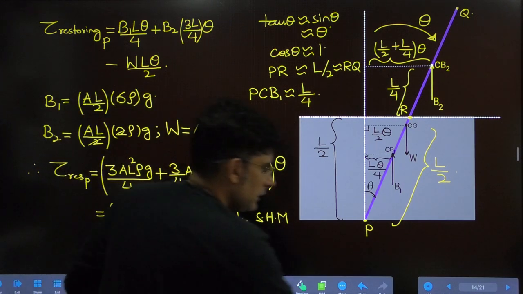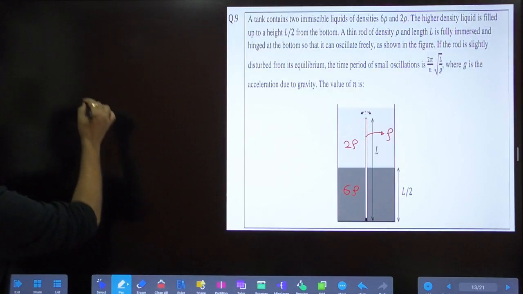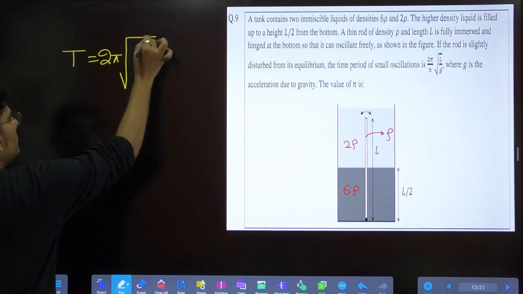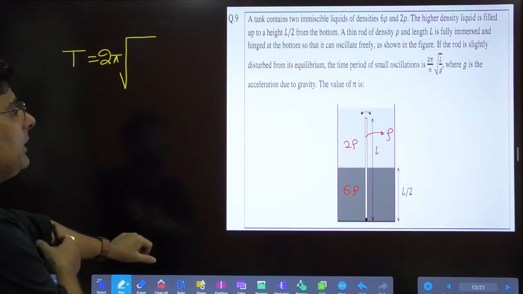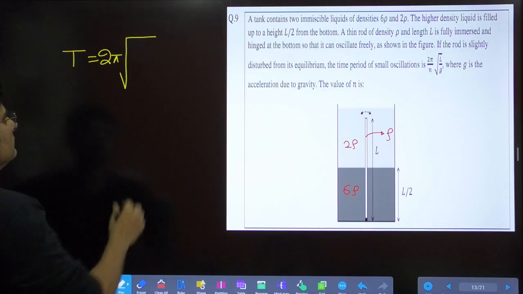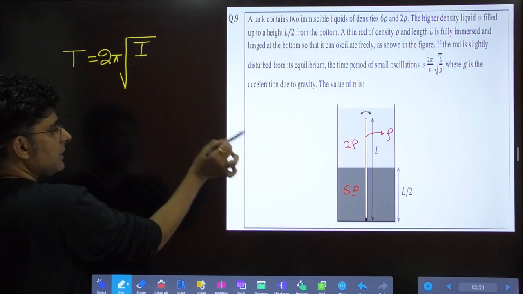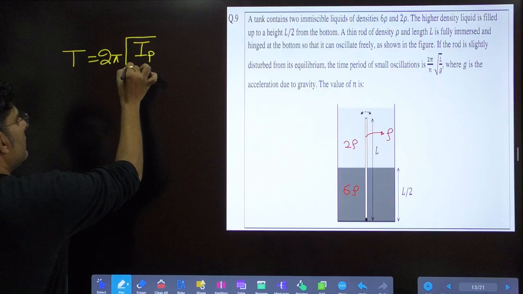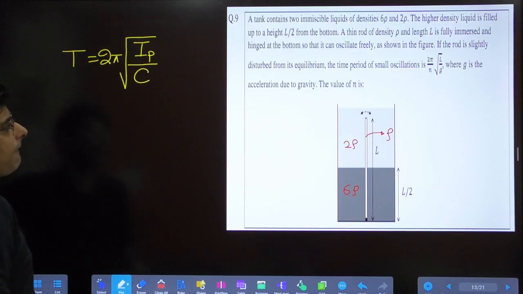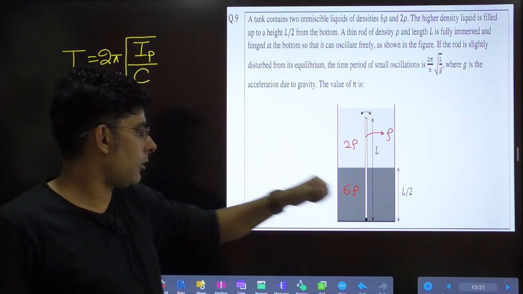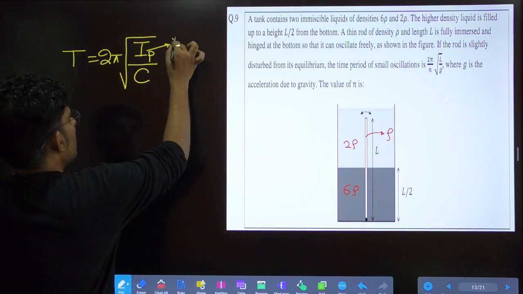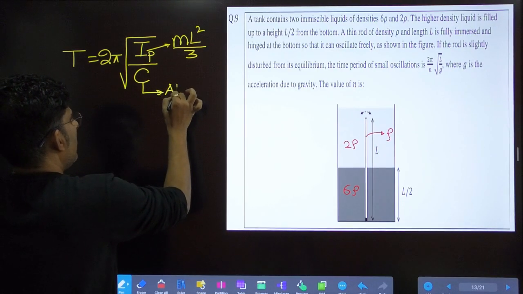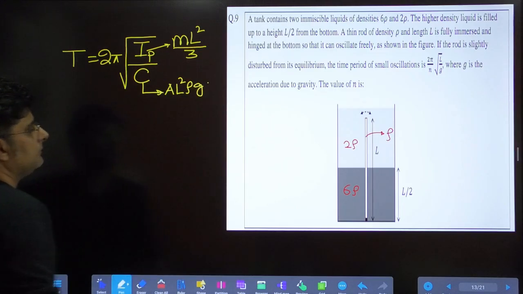So AL square rho G, if we substitute in the expression for time period, so time period will be given as 2 pi under root moment of inertia about the point about which it is rotating, which is the point P, divided by the torque constant C. Now since it is the end axis of the rod, so IP can be written as ml square by 3, and we got this as AL square rho G.